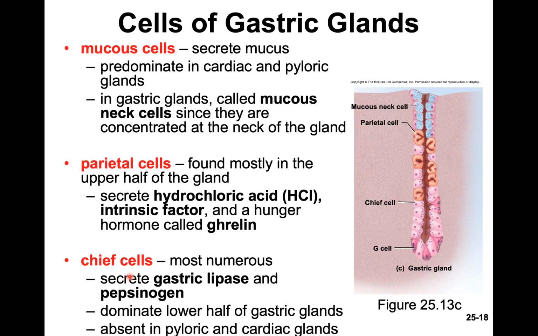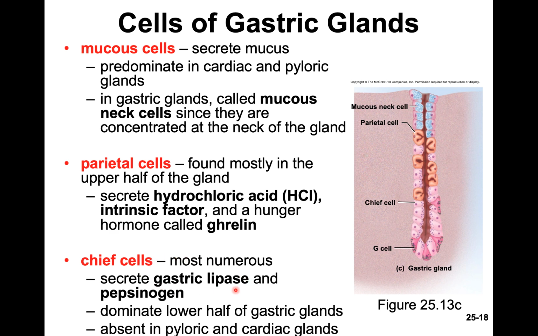Now, these digestive enzymes will only work in the stomach because remember, enzymes only like to work at specific pHs. If you're making enzymes that only work in the stomach, what pH do you think those enzymes like to work at? Well, probably really acidic pHs. So the chief cells will make two main digestive enzymes. The first one is called gastric lipase.